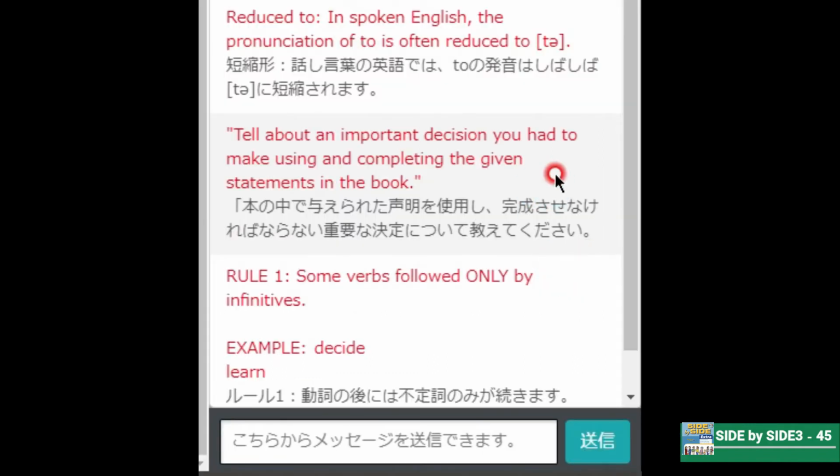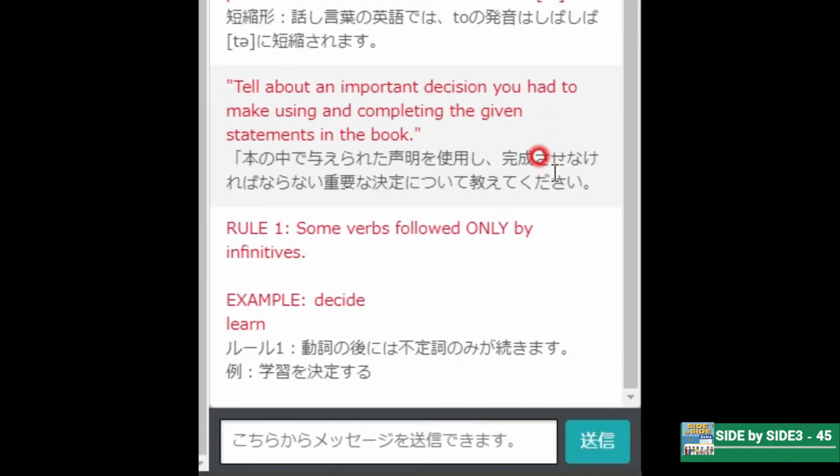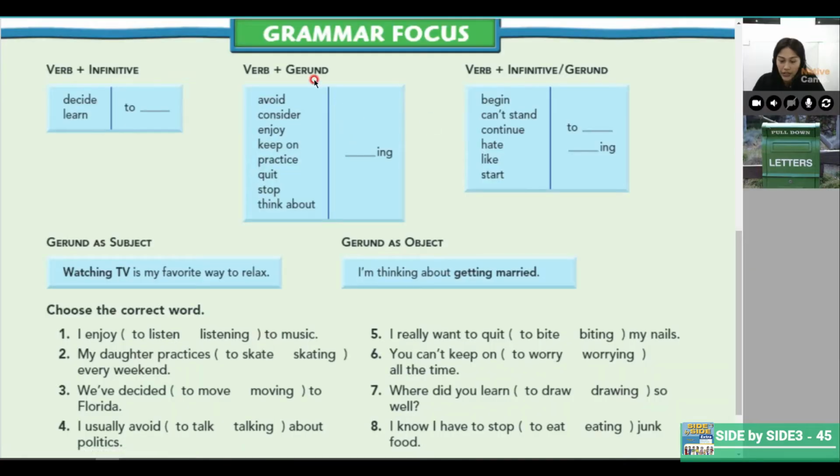Here in rule number one: some verbs are followed only by infinitives. For example, "to" is an example of an infinitive. Another example here is decide or learn. These are the verbs. Very good. Now let's move on to the review of verb plus a gerund.